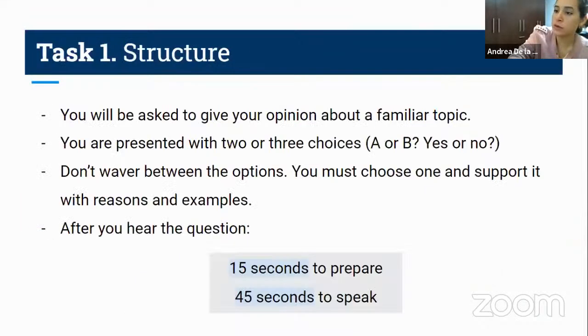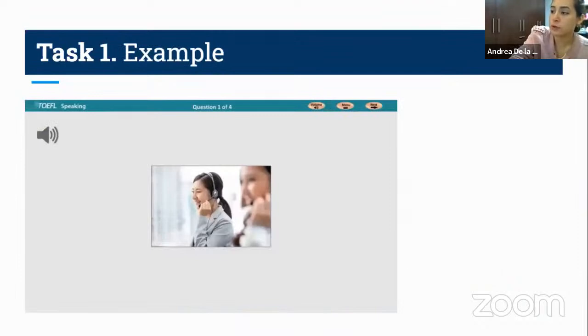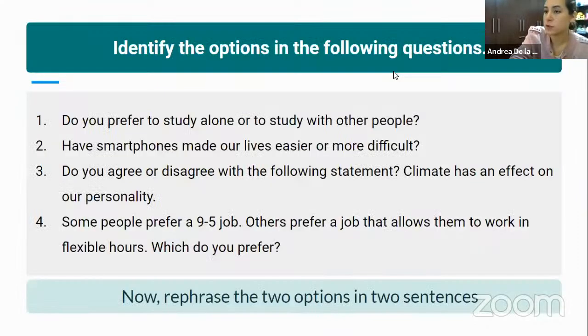All right. So you've already prepared your response, and then they will give you 45 seconds to speak. What do you do? How do you organize? How do you structure your response to answer Erasmus' question?